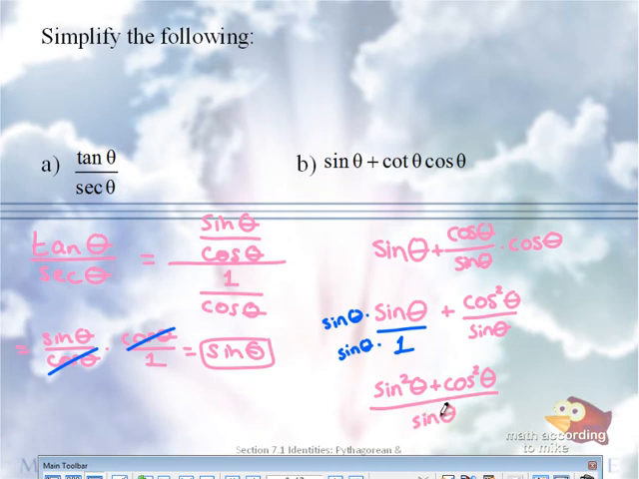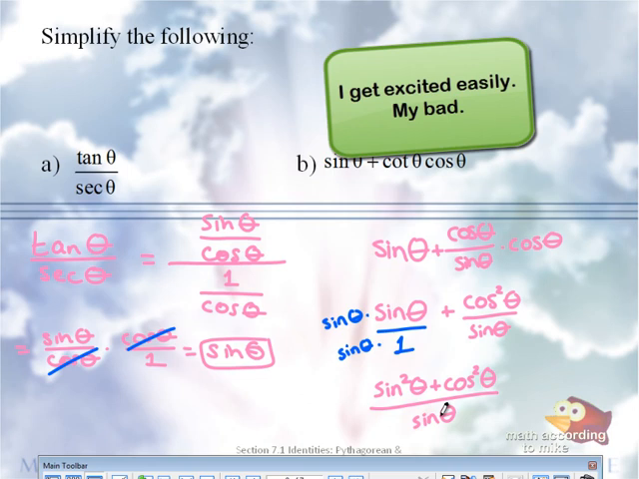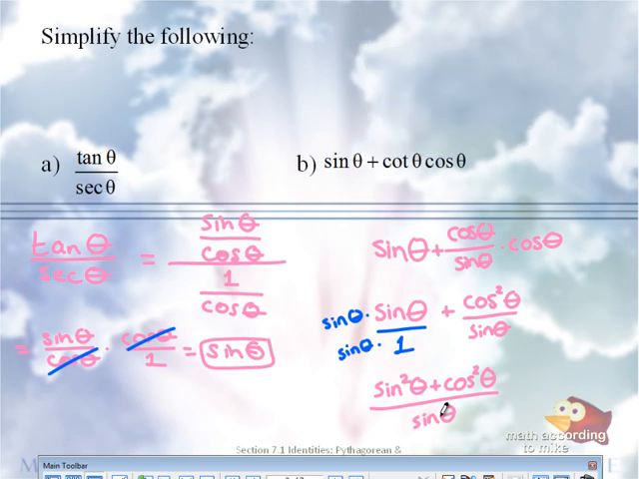Can I cancel out a sine? No. Why? Because they're being added together. You can't cancel out a factor unless it's completely a product. You don't have that here. What is sine squared plus cosine squared? I can't hear you. 1. So that numerator is 1.